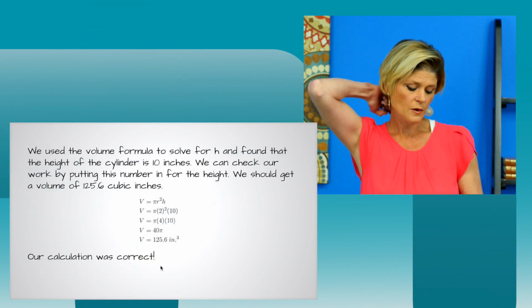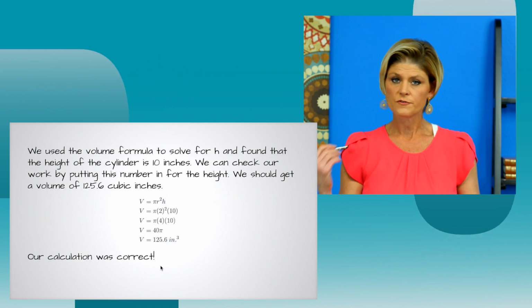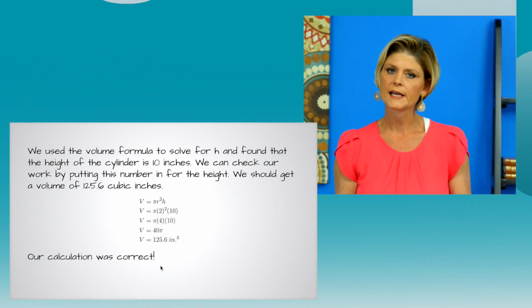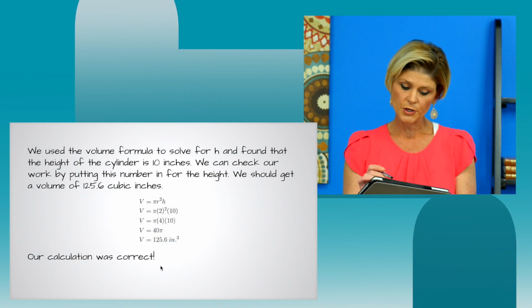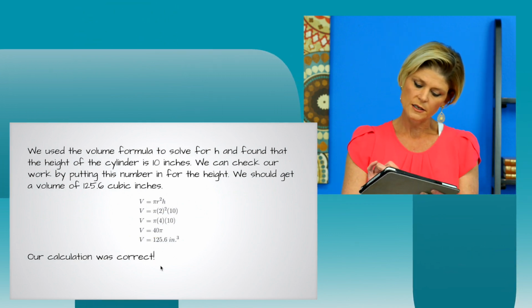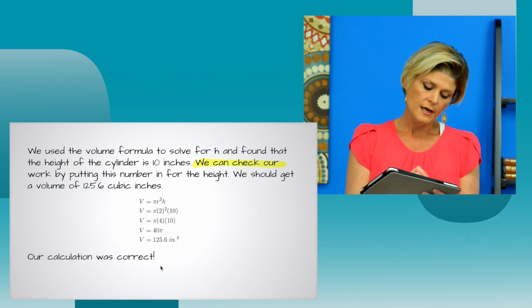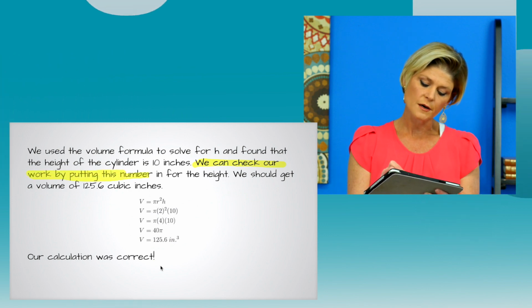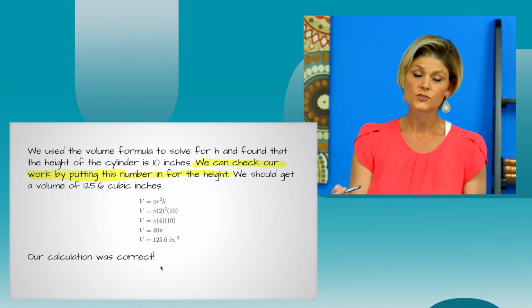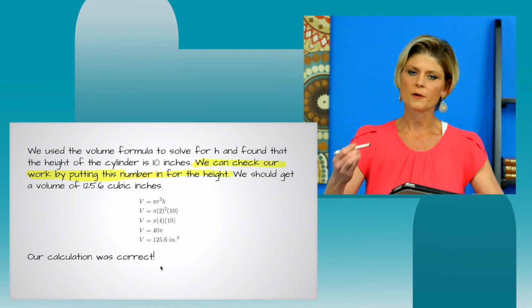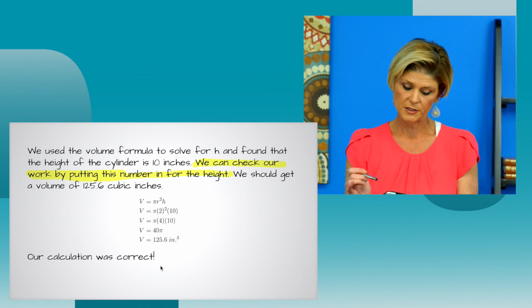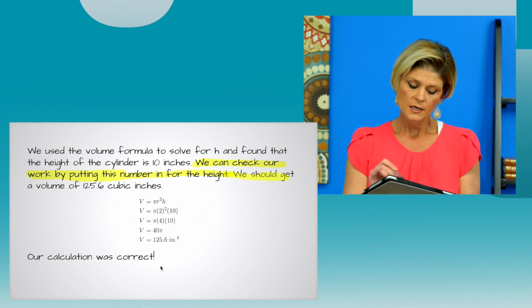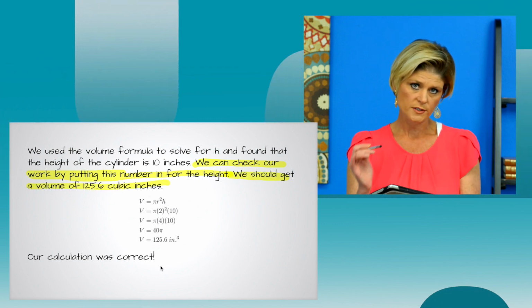Okay, so basically what we did is we just used the volume formula to solve for h. Now we can check our work. It's a really good idea to check your work, and the way that you do that is by putting the number in for the height and then solving for volume, and checking your number to make sure that it's exactly the same as what the problem gave you in the first place. So we should get a volume of 125.6 cubic inches.